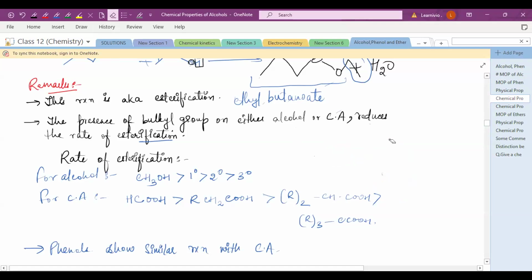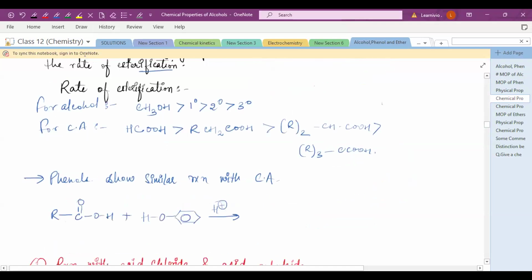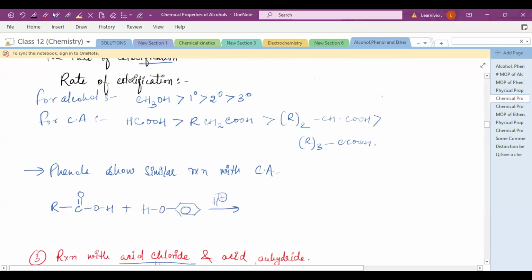So for alcohol, the rate of reaction will be fast in methanol. After methanol, it will be in primary, secondary, and tertiary alcohol. Tertiary में सबसे slow होगी rate of reaction. Why? Because there is more alkyl group, more bulky group is present, and due to the more bulky group, there will be more hindrance, and the rate of reaction will be slow.